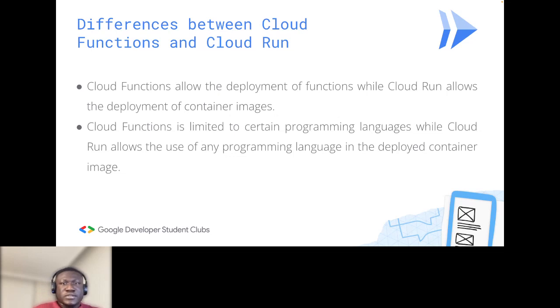So Cloud Functions allows the deployment of functions. This is some kind of constraint when you need to deploy actual app bundles. But with Cloud Run, you're able to deploy actual container images, which also contain custom dependencies you might have configured in your application. Cloud Functions is limited to certain programming languages, but with Cloud Run, because you're deploying an actual built container image, it allows you to run any programming language you want.